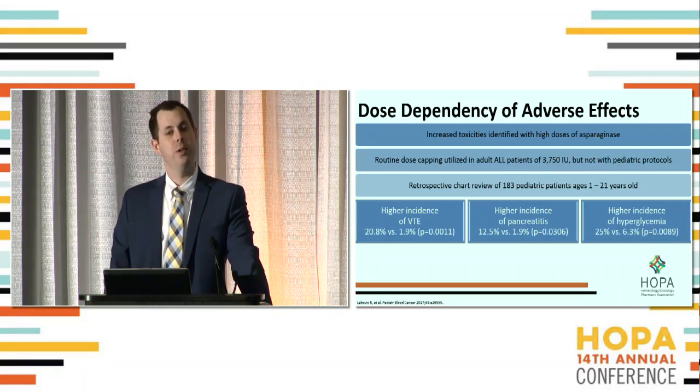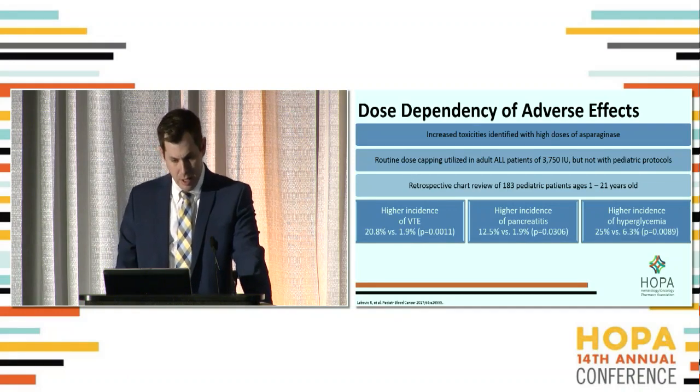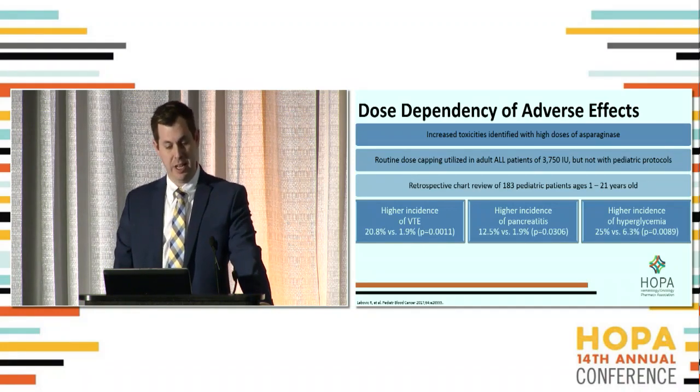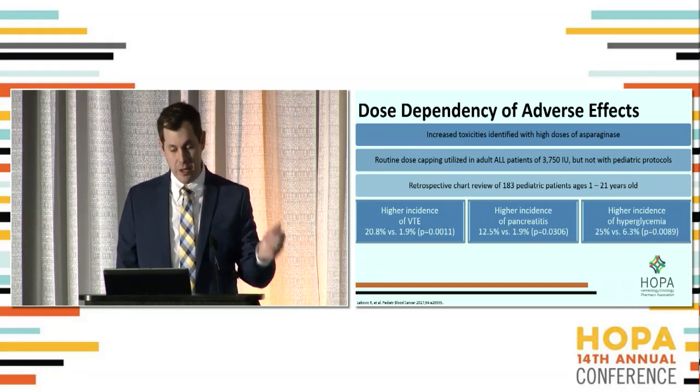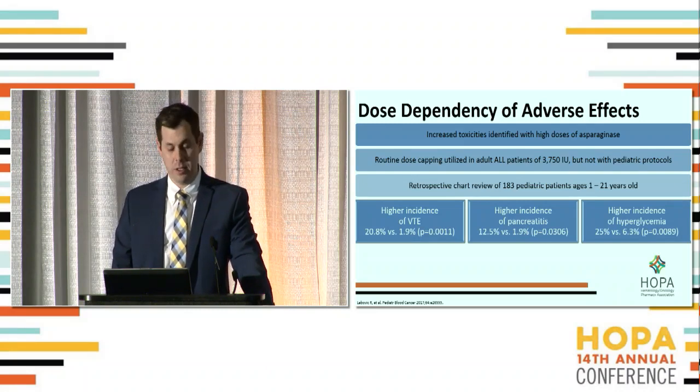So I really want to close out this adverse effects section of the presentation by looking at how the differences in large and small doses can affect adverse events that we're seeing in our patients. We know we have increased toxicities once we have high doses of asparaginase. There is routine dose capping utilized with the majority of our adult colleagues in their protocols, looking at doses of 3750 international units, but we don't dose cap at all with pediatric oncology protocols.